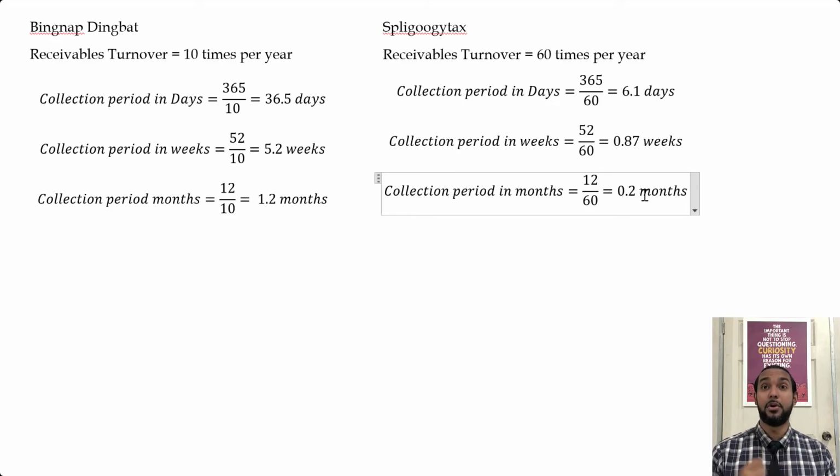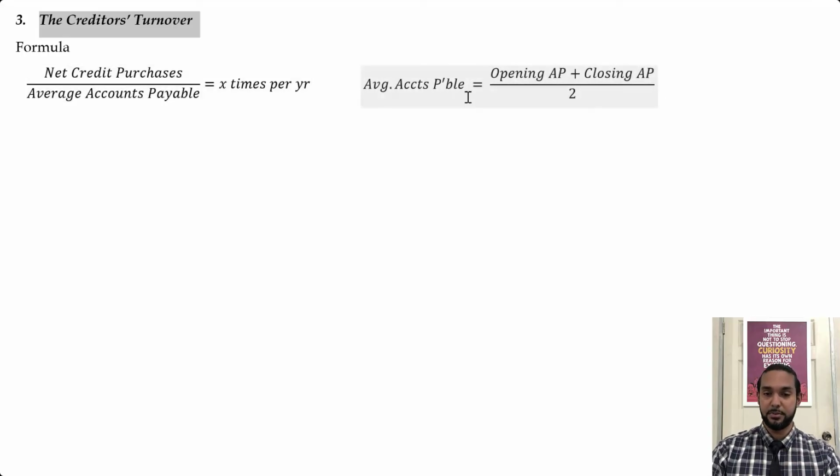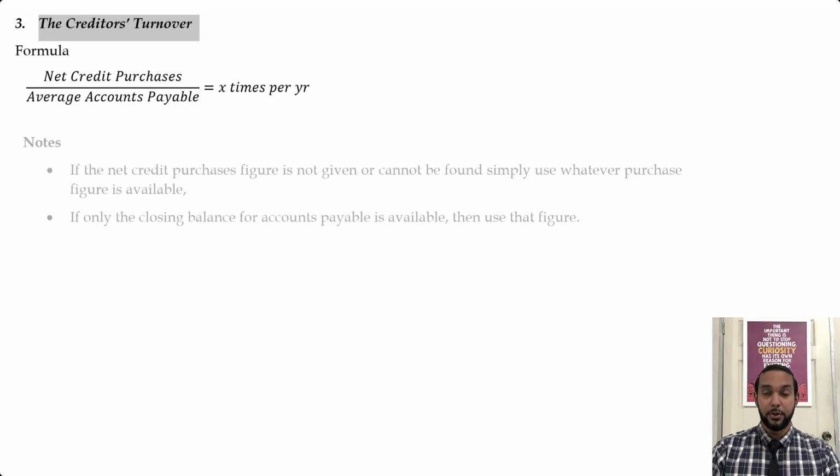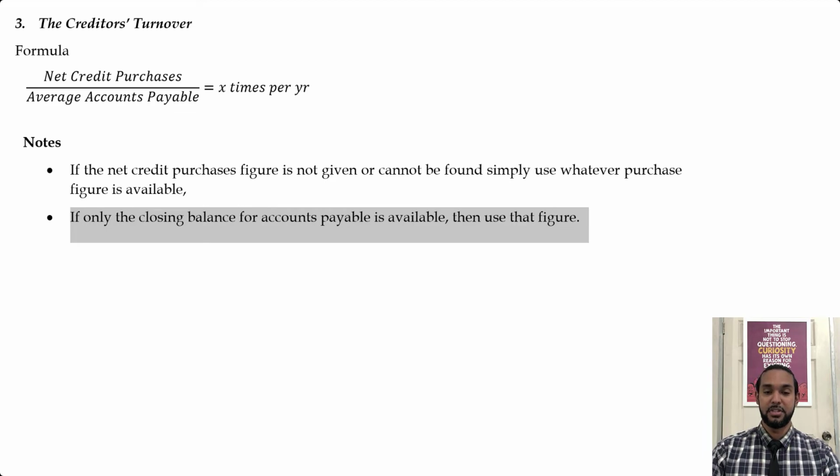Okay, we have one more ratio to take a look at. This ratio is called the creditors turnover, and the formula is net credit purchases divided by average accounts payable, which gives us the number of times per year we repay our creditors, which I said earlier is very important. And of course, average accounts payable is opening accounts payable plus closing accounts payable divided by 2. Some additional notes: if the net credit purchases figure is not given or cannot be found simply, use whatever purchases figure is available. And if only the closing balance for accounts payable is available, then use that figure.